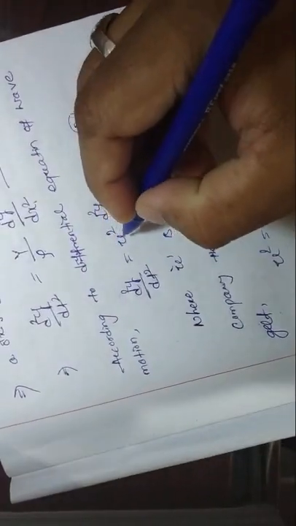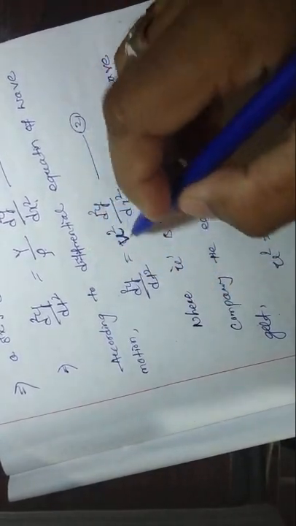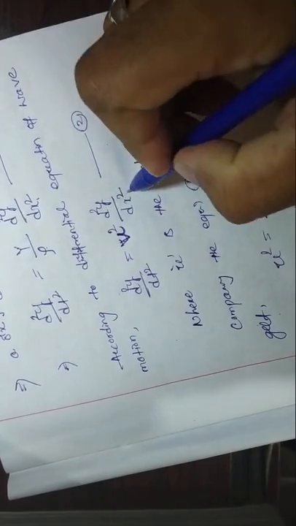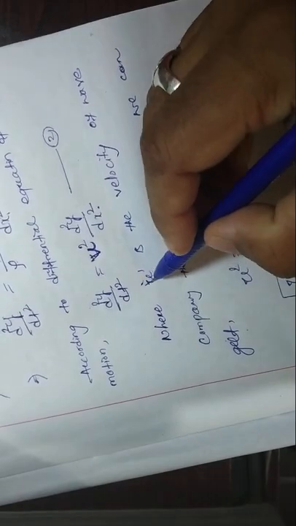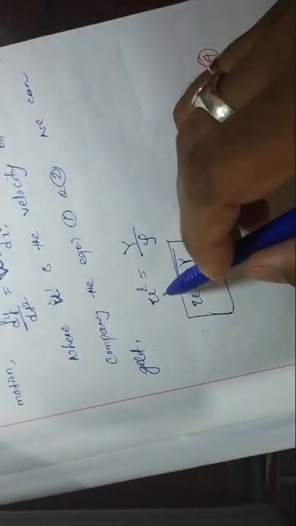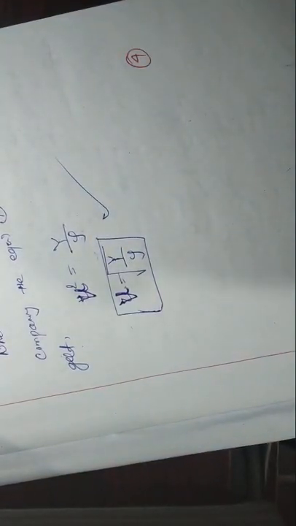d square y by dt square equals v square d square y by dx square, where v is the velocity of the wave. Now if I compare these two, v is the velocity, and v square is equal to Y by rho. So v is equal to the square root of Y by rho, which is nothing but the velocity of the wave in a rod. Okay. Thank you.